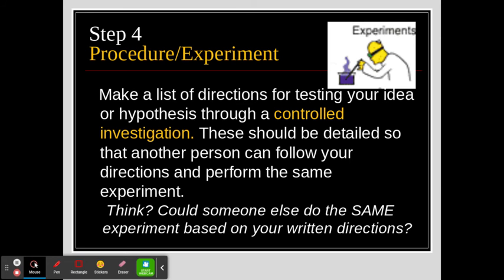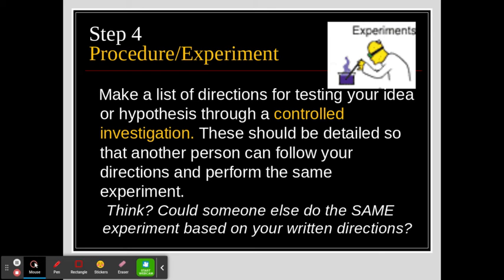So step 4 is probably a step a lot of students really like, because this is where you actually do your testing and your experimenting. But you also have to design a good procedure. You have to make a list of directions for testing your idea or hypothesis through a controlled investigation. Good controlled investigations have variables and groups that you can identify so that it's easier for you as a scientist to identify why there was a change.